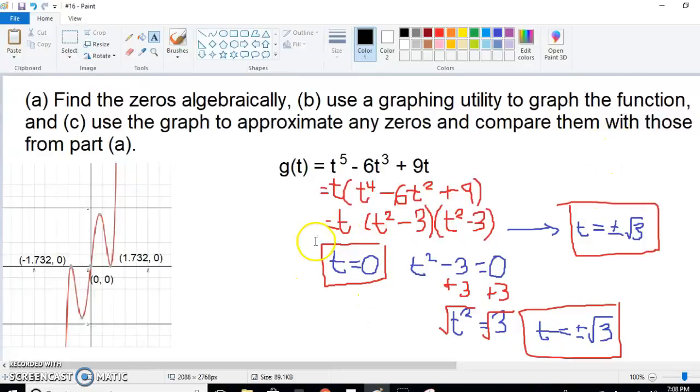So part A told us we should have a 0 when x is 0, so that's here. And then we should also have x-intercepts at plus or minus root 3, and negative 1.732 and 1.732 do represent the positive and negative of the square root of 3.